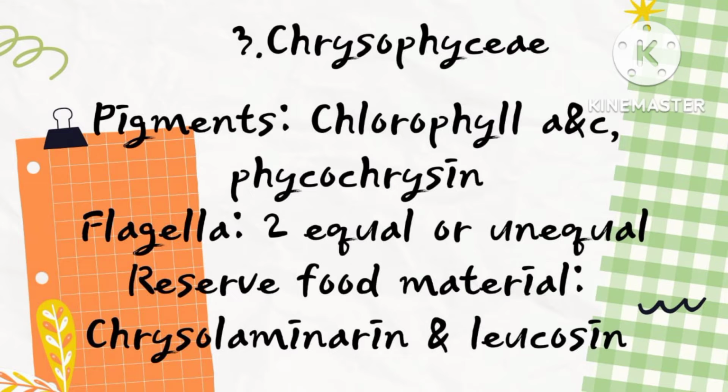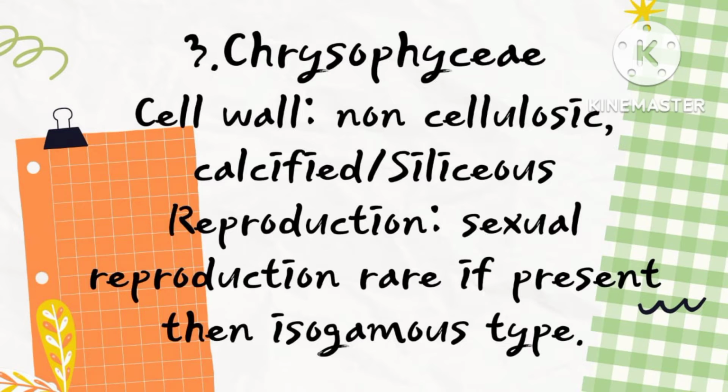Third class is Chrysophyceae. Pigments include chlorophyll a, c and phycochrysin. Flagella are 2 in number, equal or unequal. Reserve food material is chrysolaminarin and leucosin. Cell wall is non-cellulosic, calcified or siliceous. Sexual reproduction is rare, but if present then isogamous type.